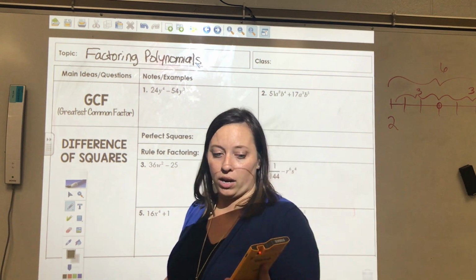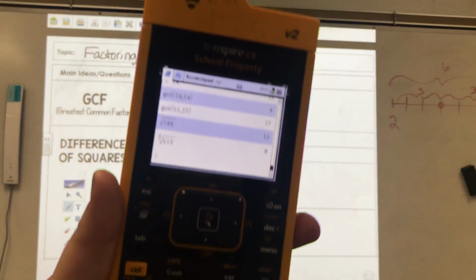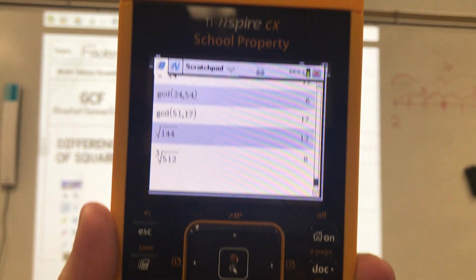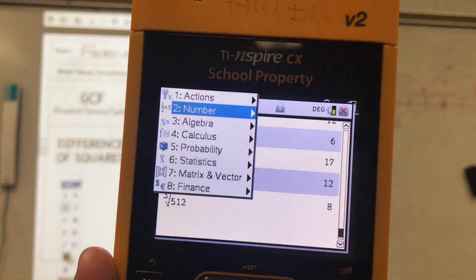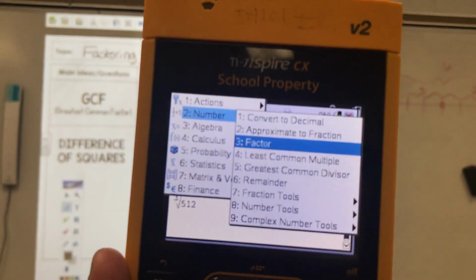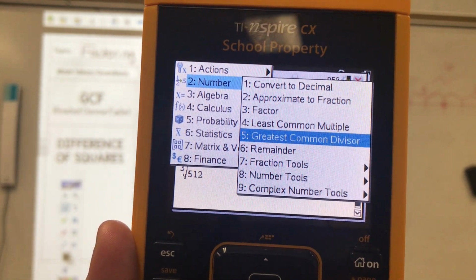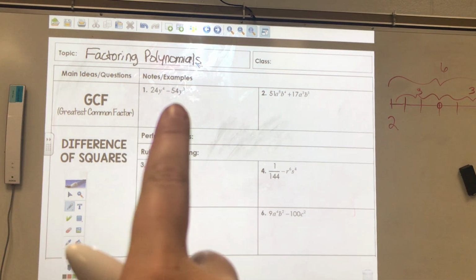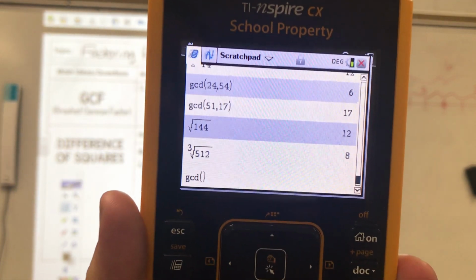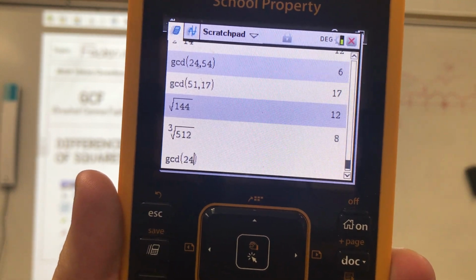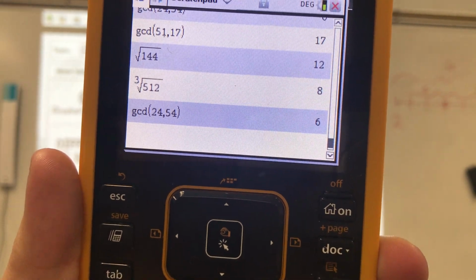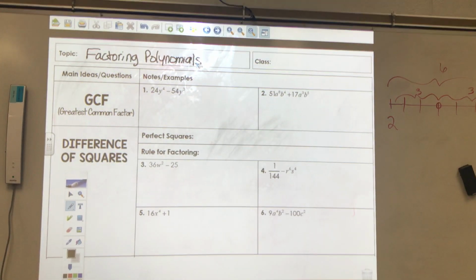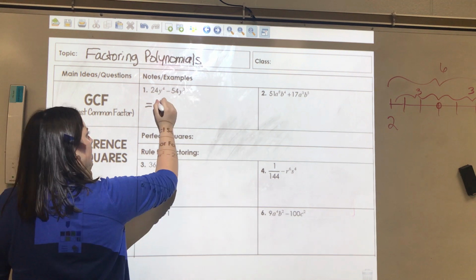But there is actually a way of doing it on the calculator. So I'm going to show you how to do that on the calculator. What you would do is hit menu right here, go down to number, and then right here, greatest common divisor. So the greatest common divisor between 24 and 54. That's what I'm going to type in right here, 24, comma, 54. So the greatest common divisor is 6. That is what I'm going to pull out. So my greatest common factor is 6.